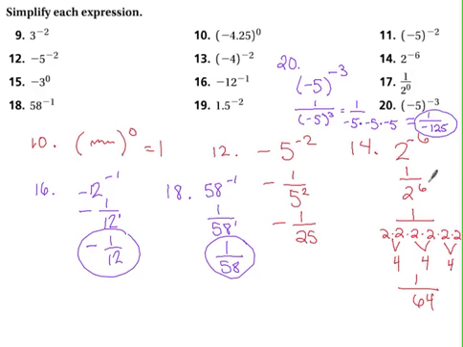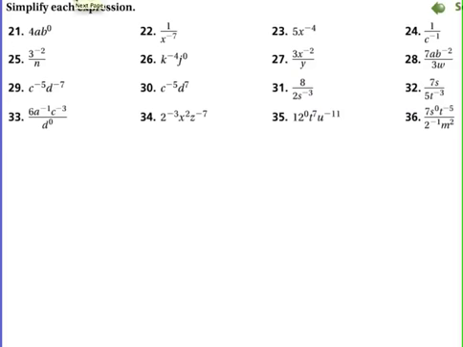Okay, moving on. Simplifying each expression, let's take a look at some of these. 22 is 1 over x to the negative 7. Because that's a negative exponent, it wants to move up top. So it becomes x to the 7, and then there's a 1 there. So we can just write it like that.